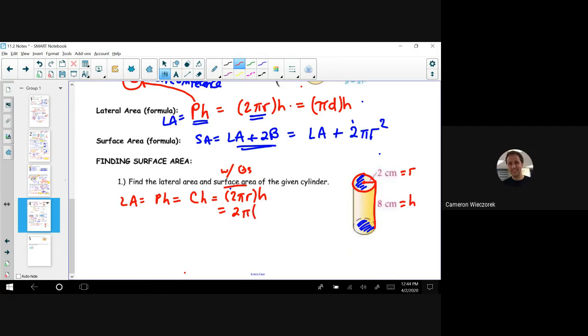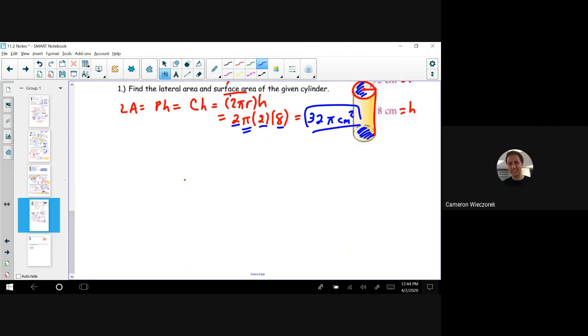2 pi times my radius is 2 times my height in this case is 8. And I'm going to leave my answer in terms of pi. 8 times 2 is 16. 16 times 2 is 32. And then just remember to tag your pi onto the end of that. So 32 pi centimeters squared.